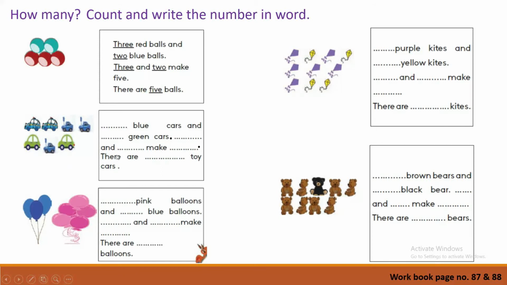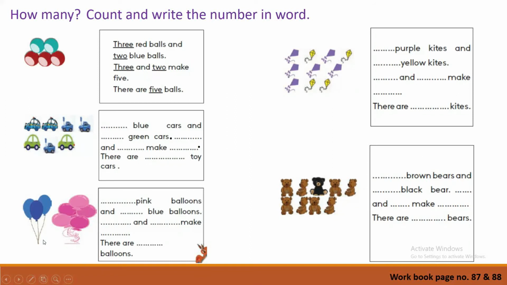Then blank and blank make. Yes. 5 and 2 make which number? 7. 1, 2, 3, 4, 5, 6, 7. Then you have to write the word 7 on this blank. Last one now, you have to count all the toy cars. Okay, let's count: 1, 2, 3, 4, 5, 6, 7. Now you can complete this sentence. There are 7 toy cars. Can you understand? I hope you can complete these blanks.